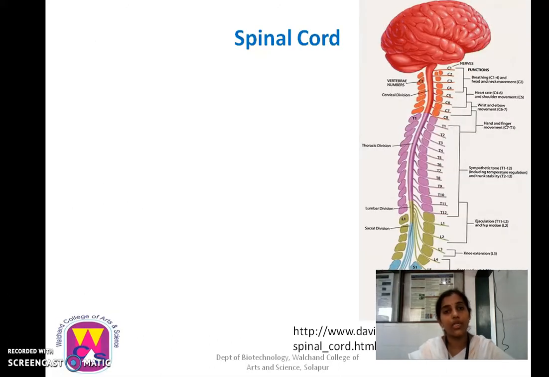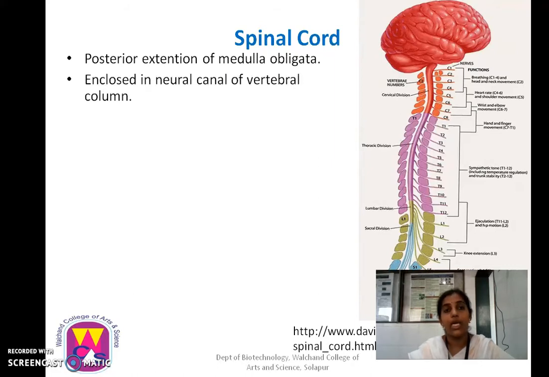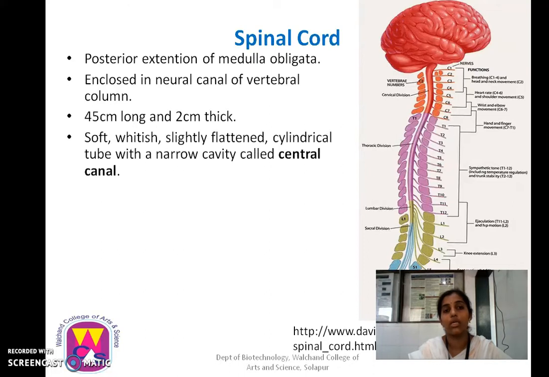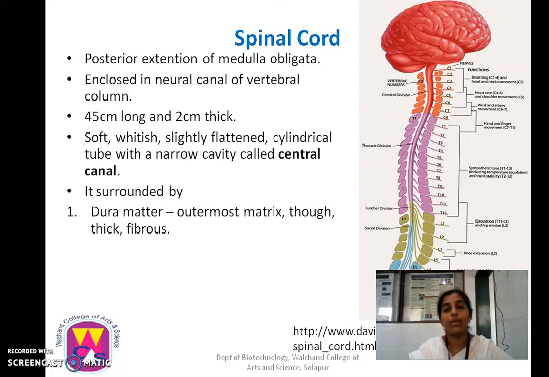Now the next part of the central nervous system is the spinal cord. The spinal cord is the posterior extension of the medulla oblongata. It is enclosed in the neural canal of the vertebral column, and it is about 45 cm long and 2 cm thick. In morphology, the spinal cord is a soft, whitish, slightly flattened, cylindrical tube with a narrow cavity called the central canal. It is surrounded by three meninges.